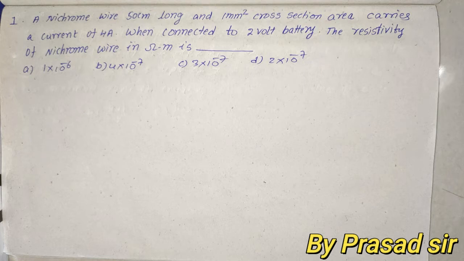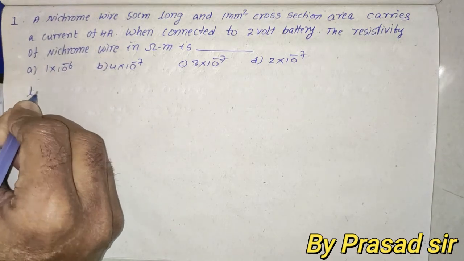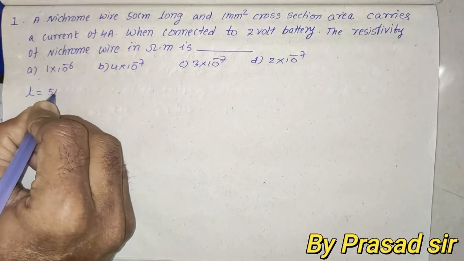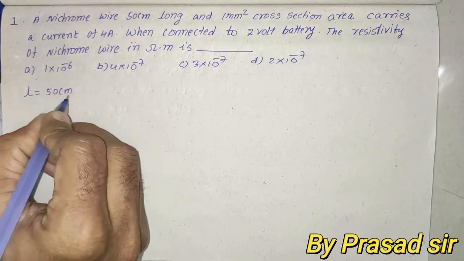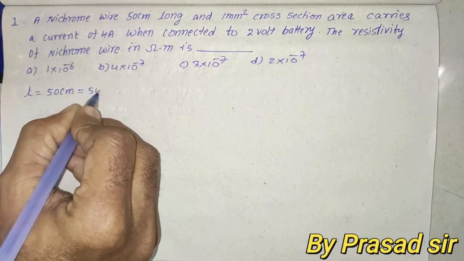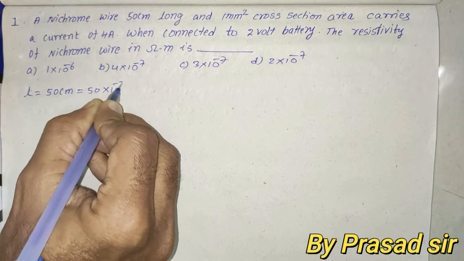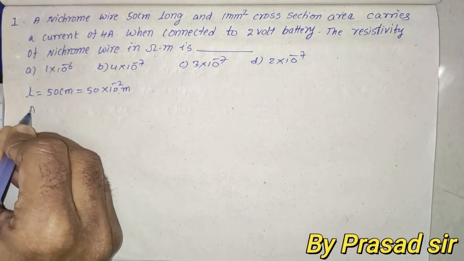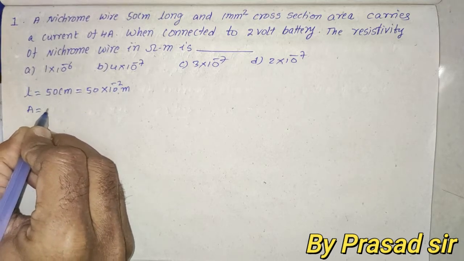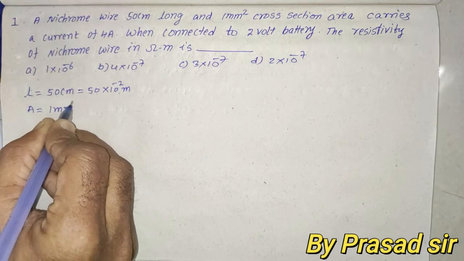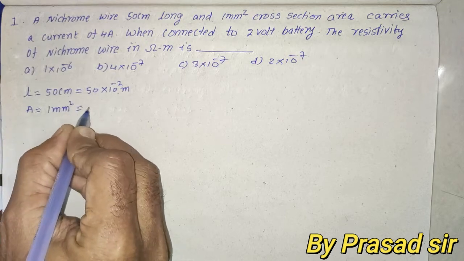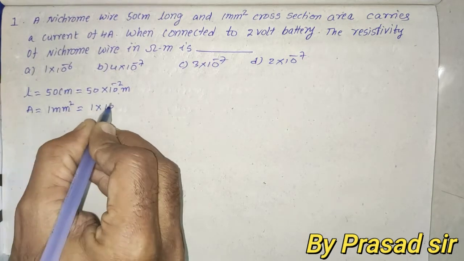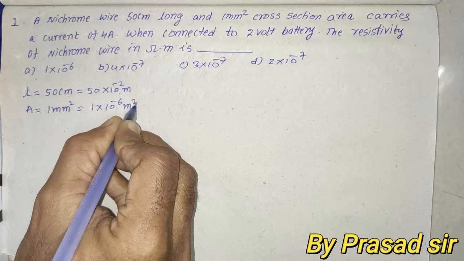To solve this type of problem, first of all we have to write the given values. First of all, L is equal to 50 centimeters. Converting centimeters into meters, 50 into 10 to the power of minus 2 meters. Afterwards the area of cross section is given, A is equal to 1 millimeter square. Converting into meters, 1 into 10 to the power of minus 6 meter square.